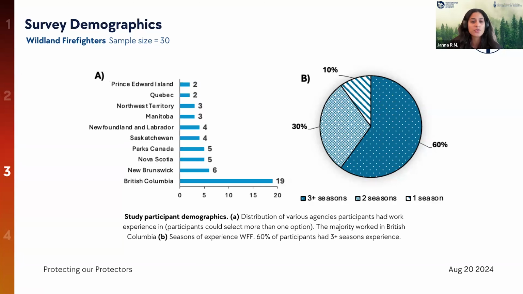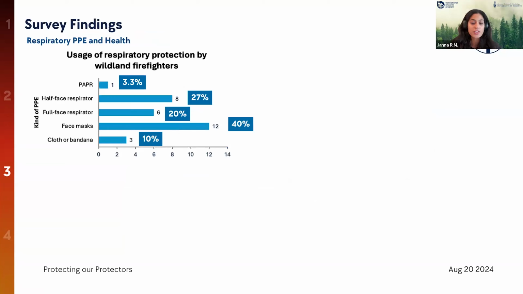So now moving on to findings from our survey, we're going to first share 3 key data sets. First, we investigated the general usage of respiratory protective equipment by participants, where 40% have worn face masks, 27% have tried half-face respirators, 20% have tried full-face respirators, 10% have worn cloths or bandanas, and 1% has even tried the powered air purifying respirator, also known as PAPR. From this data, we inferred that a variety of respiratory PPE has been tried by wildland firefighters.